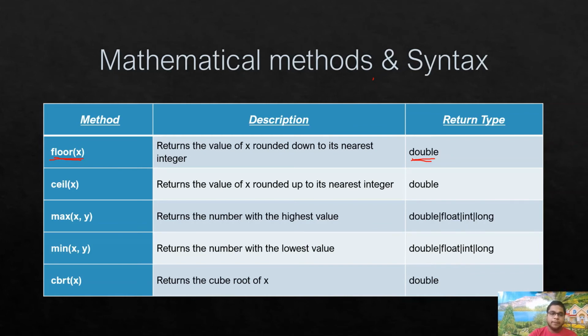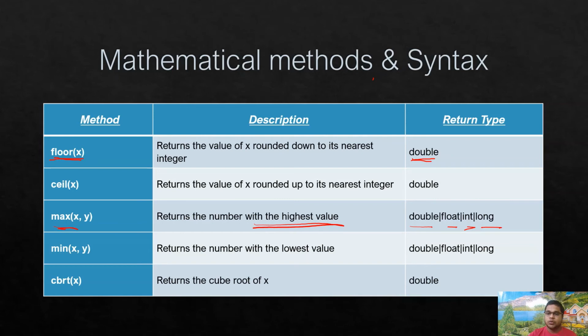Now go to the next method, that is max of x and y. The max method takes two arguments. It returns the number with the highest value, whichever of x or y is highest. The max method's return type depends on your argument, so it may be double, float, long, or integer. It depends on what kind of argument it is.